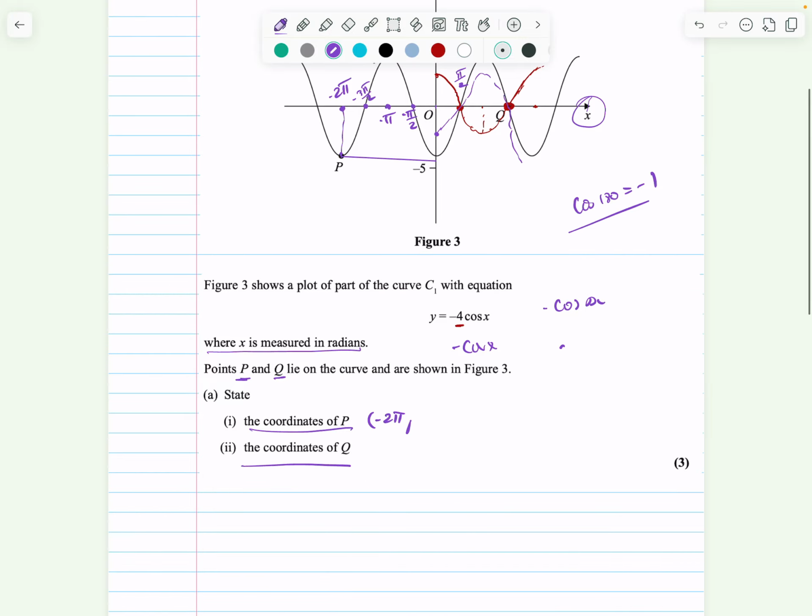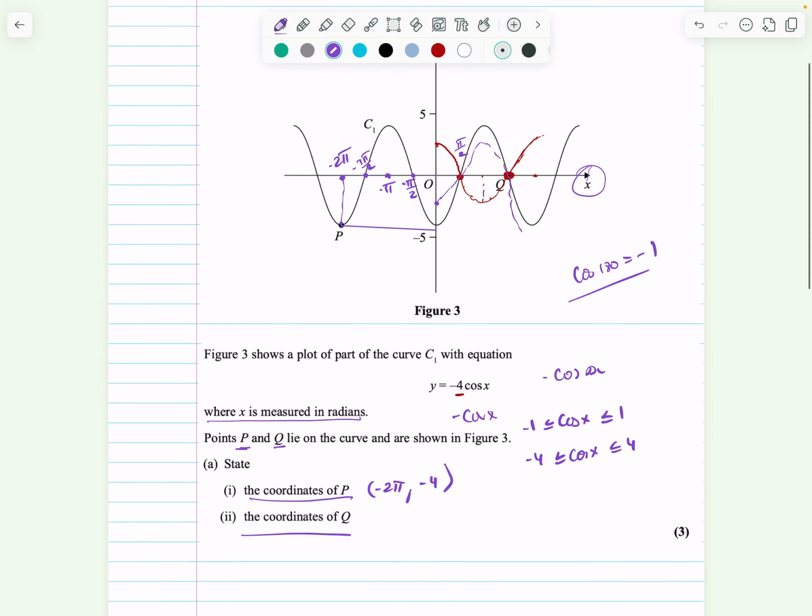Okay, so for the cosine x, let's say the maximum is 1 and the minimum is -1. For the -4 cosine x, the minimum will be -4 and the maximum will be 4. So that means this is going to be -4 because it is a minimum over here. You see the minimum and then the maximum and then the minimum, etc.